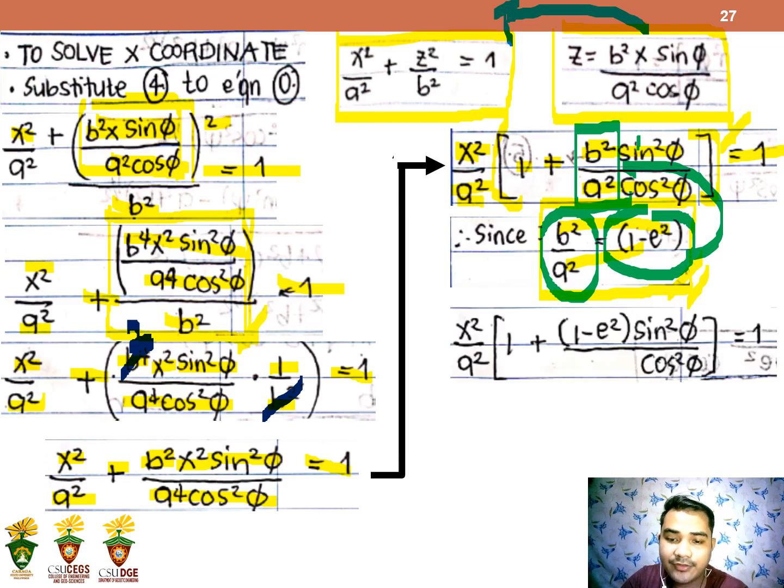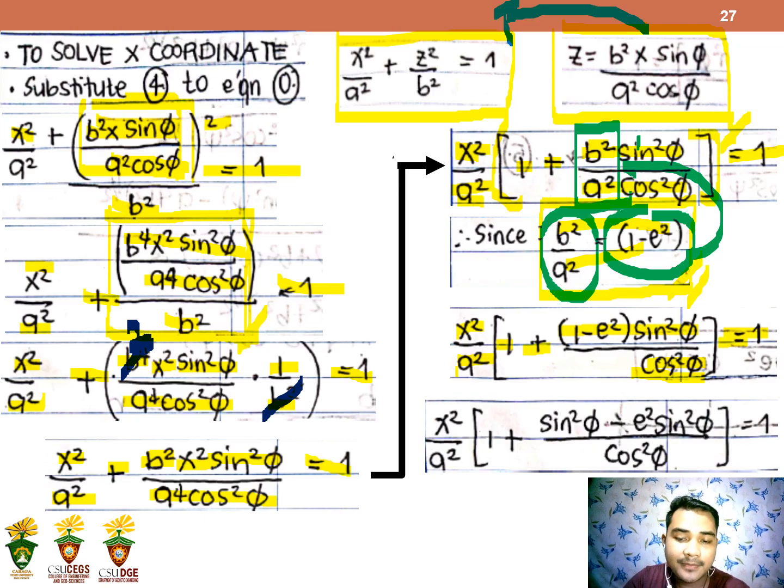So we can have x squared over a squared times 1 plus atong i-substitute naman nato si 1 minus e squared. So we can have 1 minus e squared sine squared geodetic latitude all over cosine squared geodetic latitude. Again, it's all equal to 1.